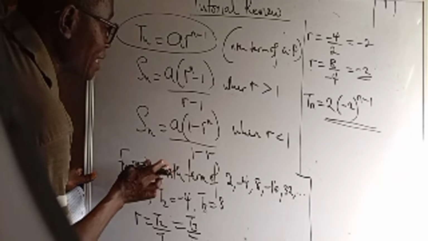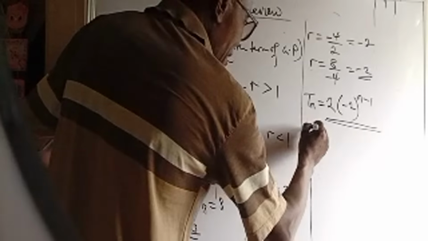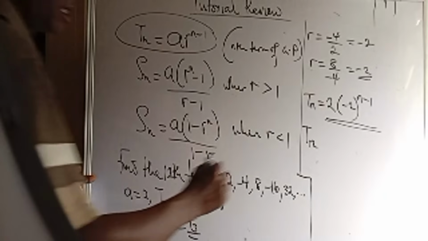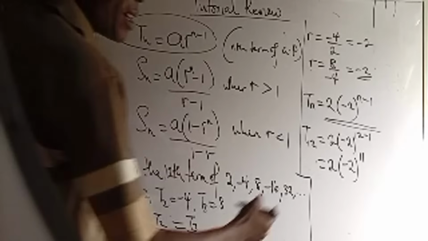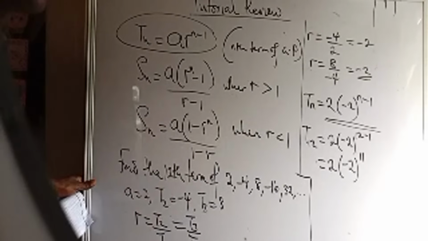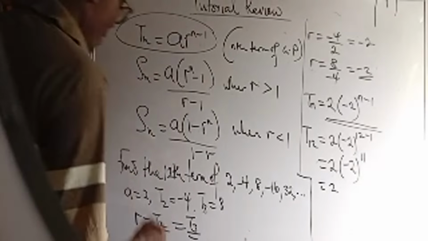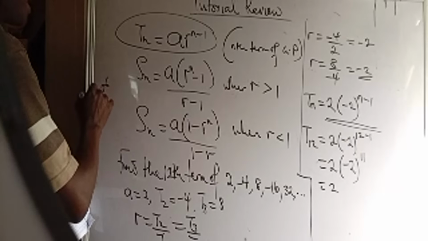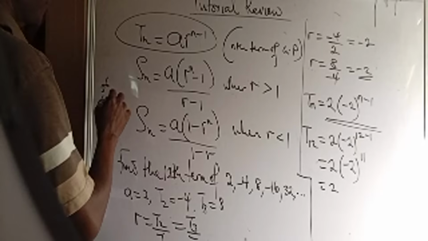But suppose the question now says find the 12th term. That is T12, because our n is given now. It is equal to 2 into minus 2 raised to power 12 minus 1. So that's 2 into minus 2 raised to power 11. Obviously, minus 2 raised to power 11 will give a negative value. Can we try it? Now 2 raised to power 6 is 64. It remains another 5, and 2 raised to power 5 is 32.